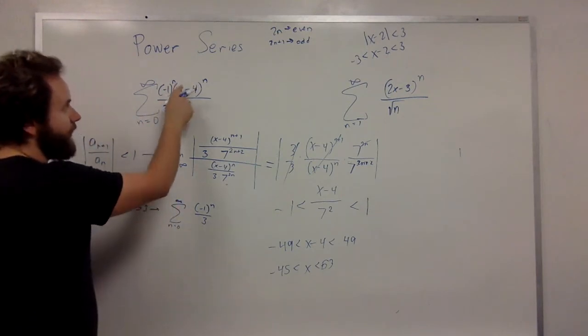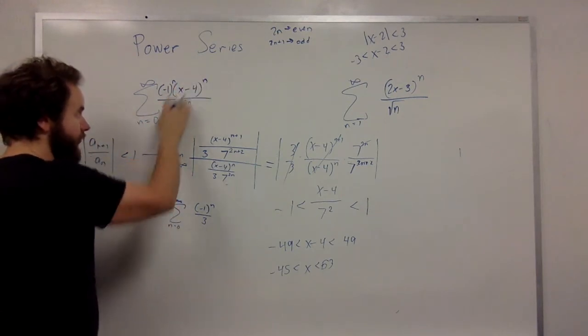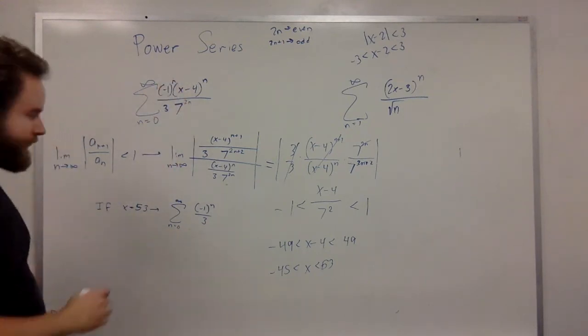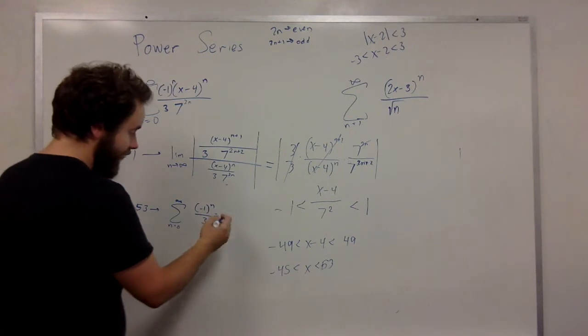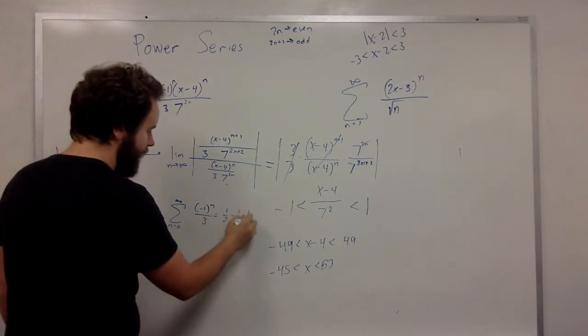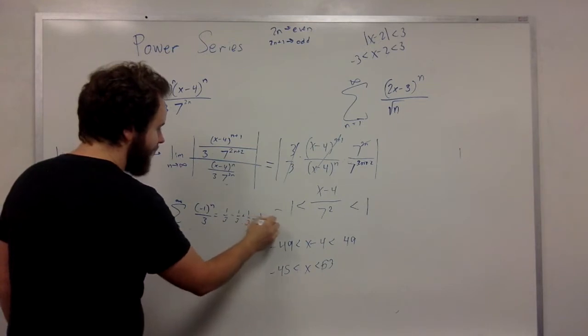So one more time. 49 to the n is 7 to the 2n, those would cancel, just leaving me with negative 1 to the n over 3. What does this series do? Alternates. It alternates, I agree. When I plug in 0, I get 1/3, then I get minus 1/3, then I get plus 1/3, then I get minus 1/3. What does this series evaluate to?